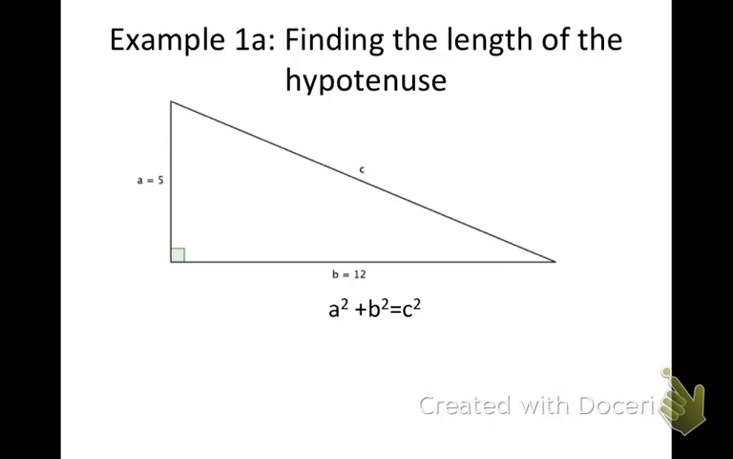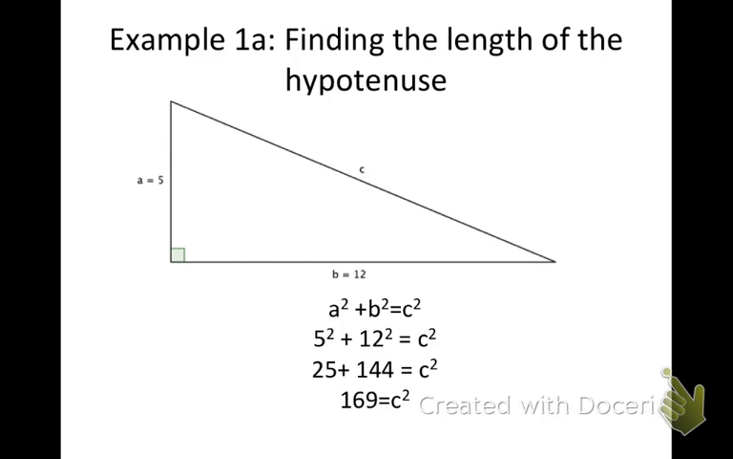I'm going to find which number corresponds to A, which one corresponds to B, and I'm trying to solve for C. I know A was 5, so it's 5 squared. I know B is 12, so that's 12 squared, equals C squared. 5 squared is 25. 12 squared is 144. I'm going to add my two numbers. So I get 169 equals C squared.